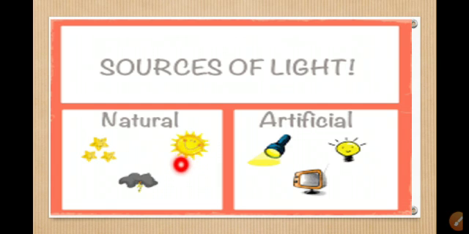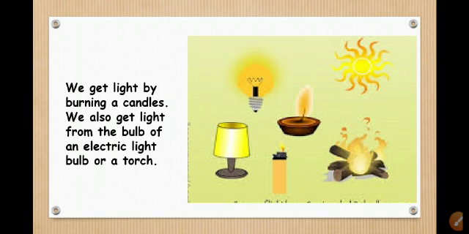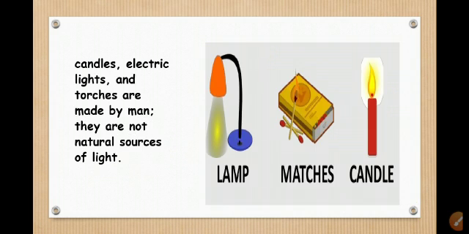So here are some natural sources of light and here some artificial sources of light, like torch and bulb. These are artificial sources of light, and here are sun and stars. These are natural sources of light. We get light by burning candles. We also get light from an electric light bulb or a torch. Candles, electric lights and torches are made by man. They are not natural sources of light. These are called artificial sources of light.